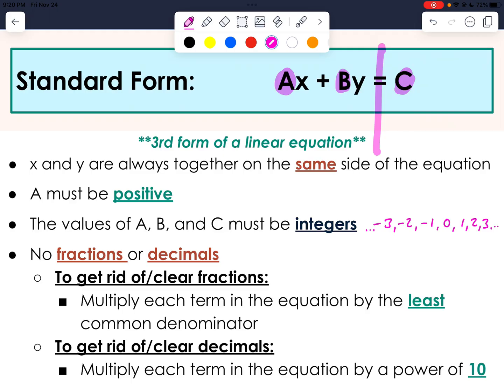To get rid of or clear fractions, we've talked about this before. We might need a refresher. We want to multiply each term in the equation by the least common denominator. So this takes us back to learning target number 4 when we talked about least common multiple. We want to find the least common multiple of the denominators and multiply everything by that number. That's how you get rid of fractions. If you want to get rid of decimals, you multiply each term in the equation by a power of 10. Multiplying by powers of 10 just moves the decimal place one place to the right for every power of 10.